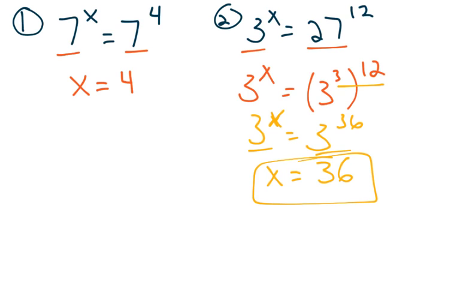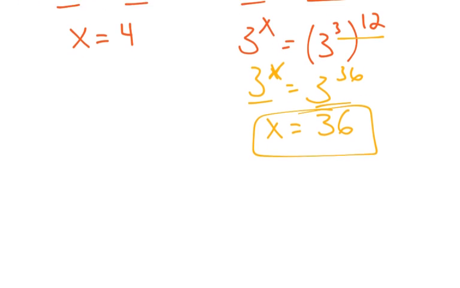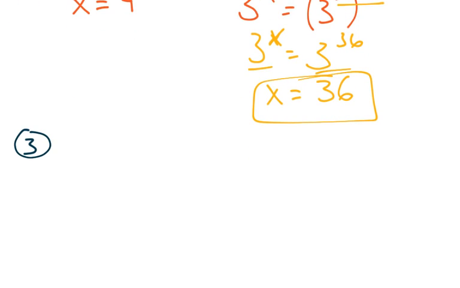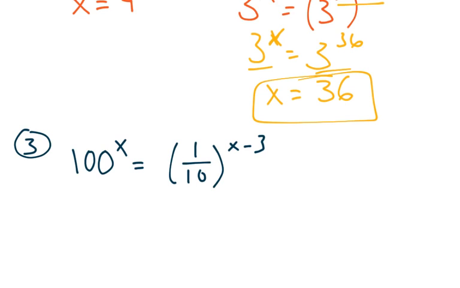If you're not sure, you can always go back and plug in 36 in your calculator, 3 to the 36th power. It's a very large number, and it should be equal to 27 to the 12th power. Okay, let's try another one here. Number 3. We're going to have 100 to the x is equal to 1/10 to the x minus 3 power. Neither of these bases are going to stay, but we can write 100 and 1/10 using the same base. That base is going to be 10.